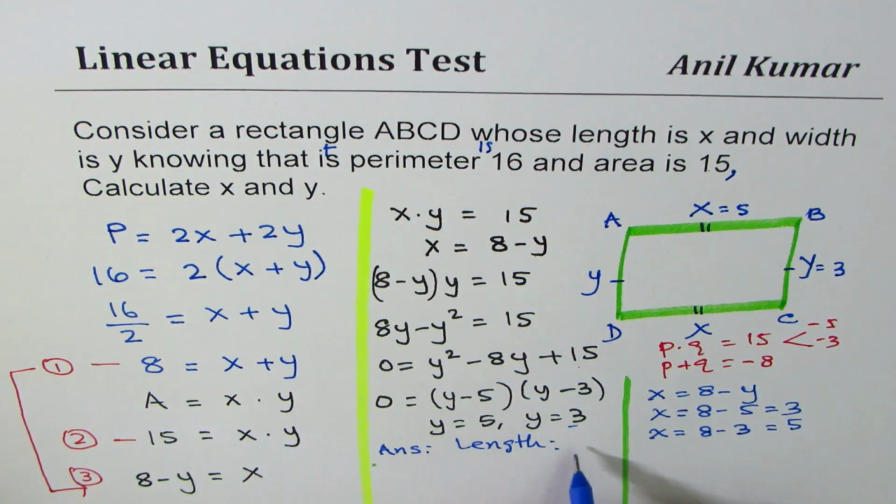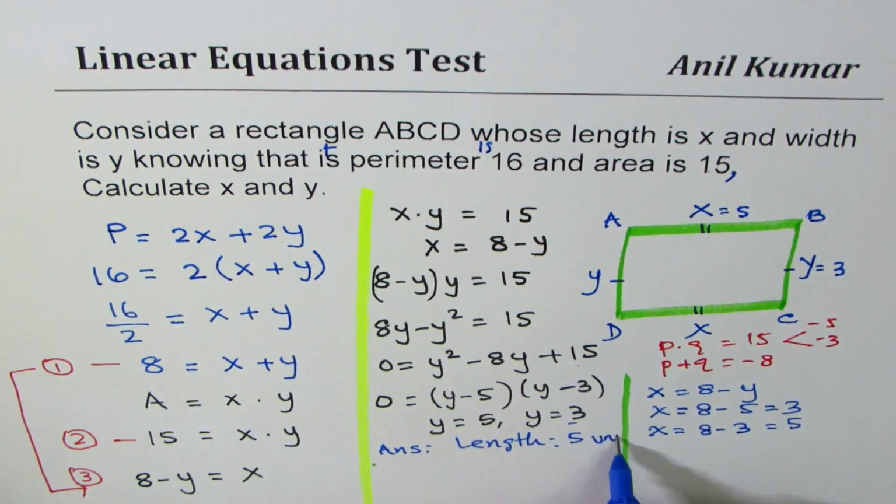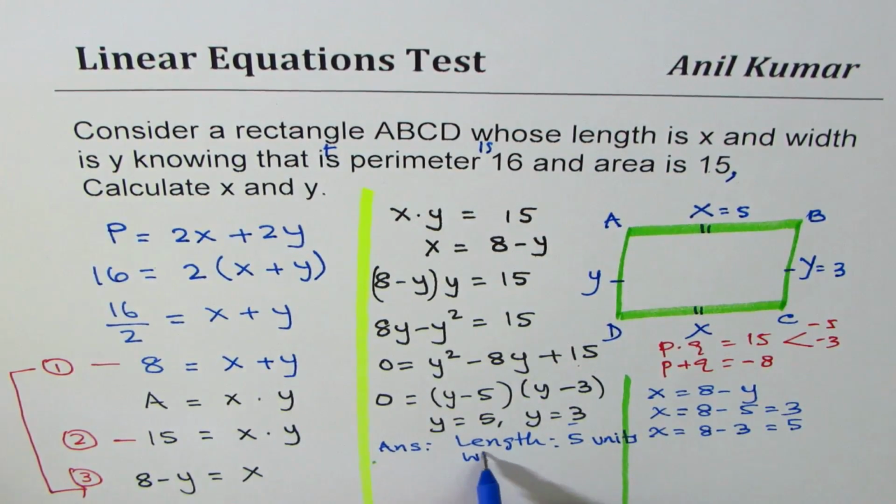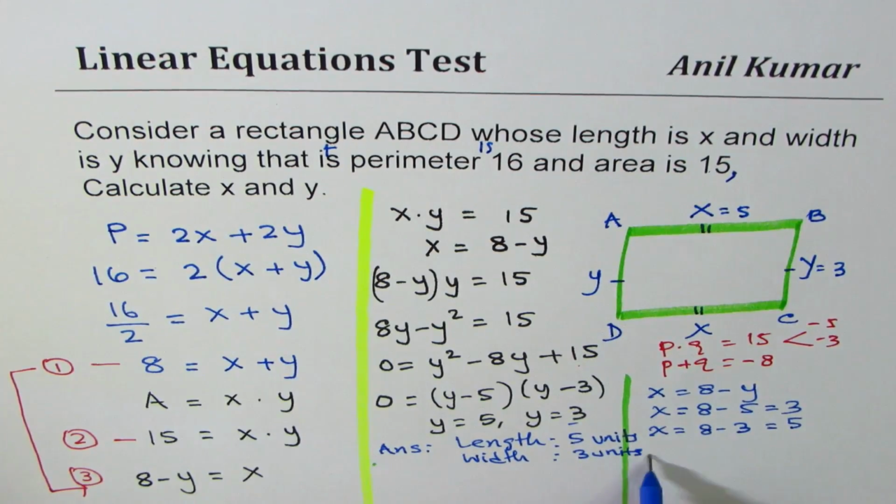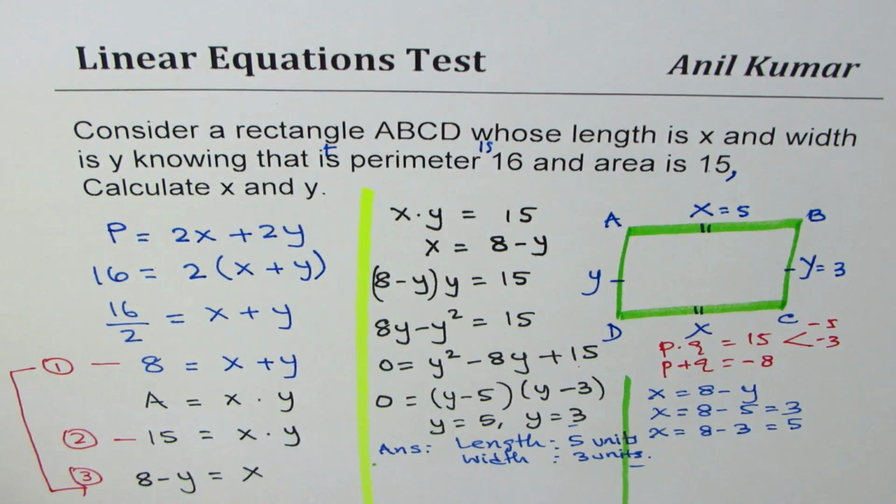So we know that the length is 5 units, since units are not given, and width is 3 units, right? Anyway, I hope it tells you a few simple steps which should be followed in solving such questions.